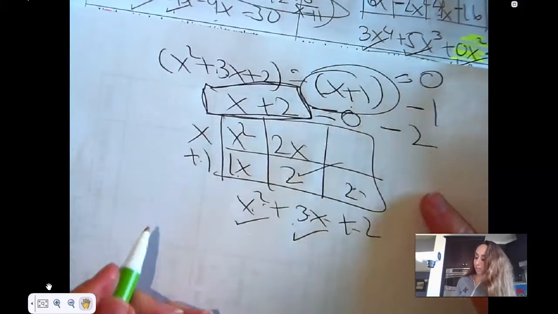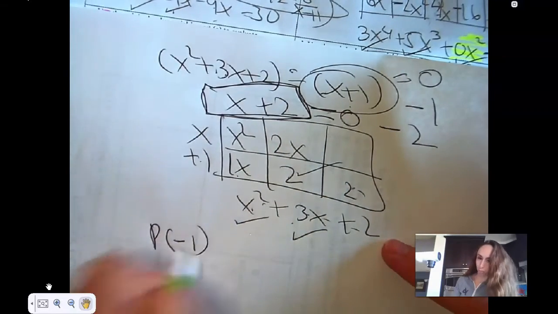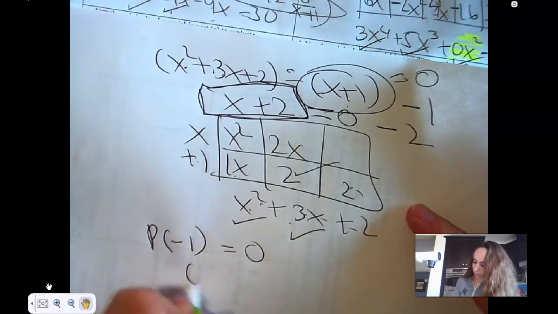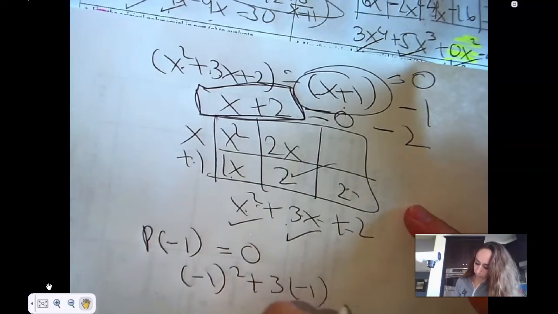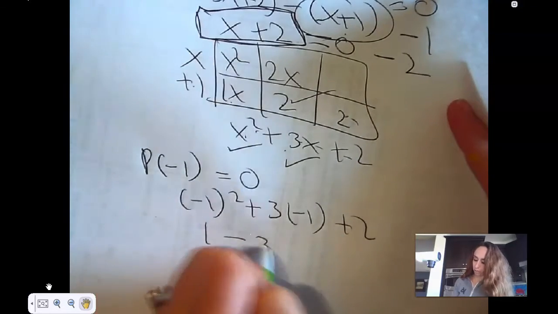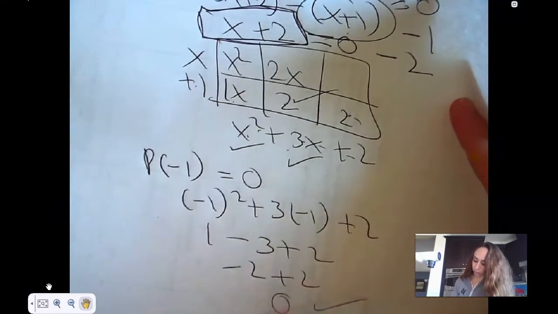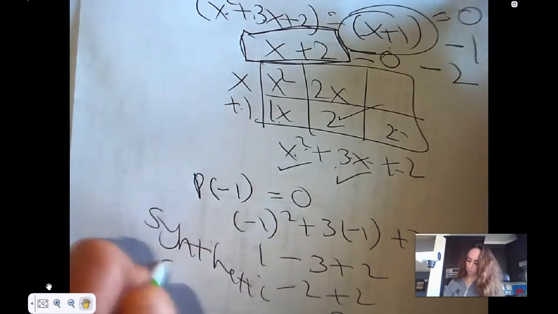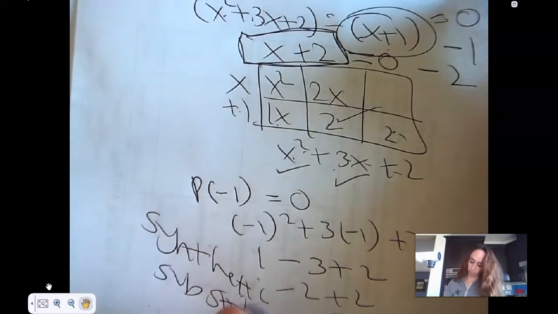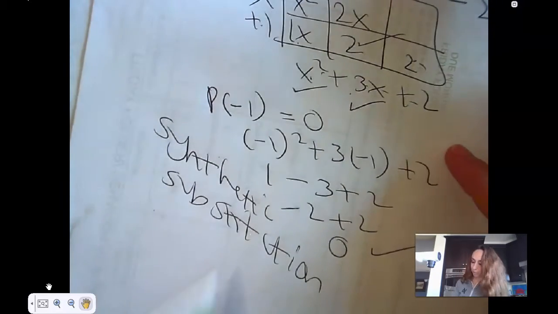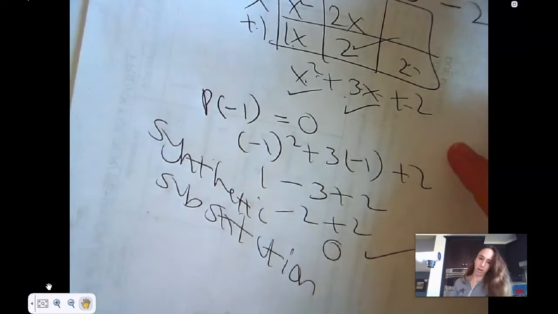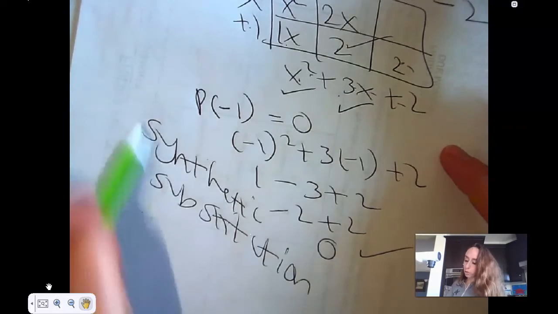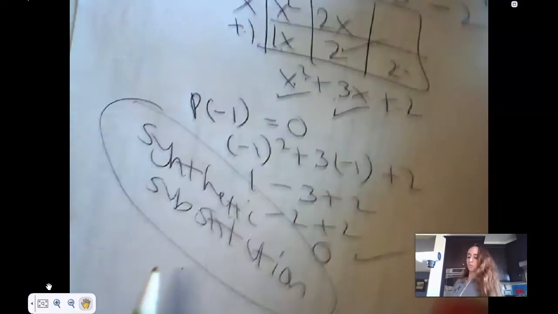I could also use synthetic substitution, so I could go p of -1, because that's -1, and plug that in. And I should get 0. So I should go -1 squared plus 3 times -1 plus 2. 1 minus 3 plus 2, -2 plus 2, 0. So yes, it works. This is called synthetic substitution. And you'll learn more about that later, but you're substituting it in, and you're doing it kind of in a fake way to figure out if it's a factor. And some people go, no, you're really plugging in. Yes, but you're using a fake way to substitute to find a factor of this.